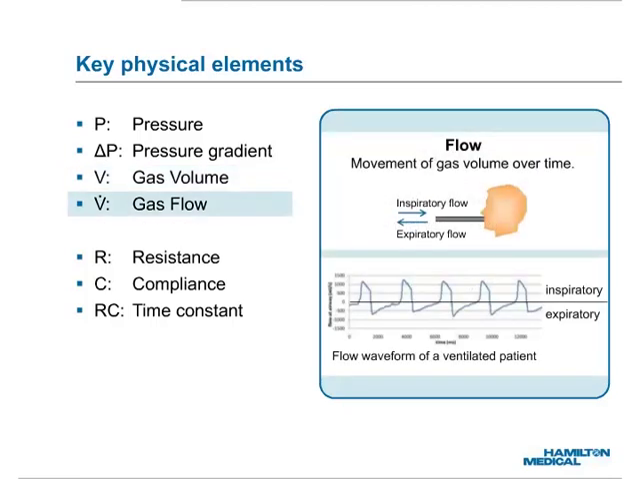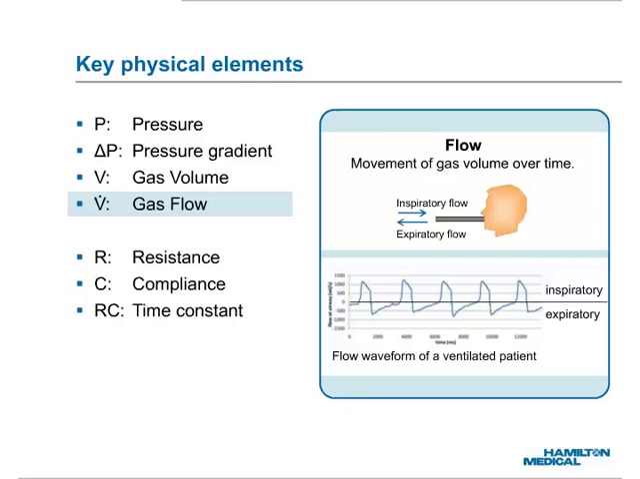Gas flow. Gas flow refers to the movement of gas volume over time. Gas flow has two essential properties: direction of flow and rate of flow. Flow direction is determined by the pressure gradient only, while flow rate is determined by both the pressure gradient and the resistance encountered. Inspiratory flow refers to the gas flow towards the patient, usually expressed in positive values.